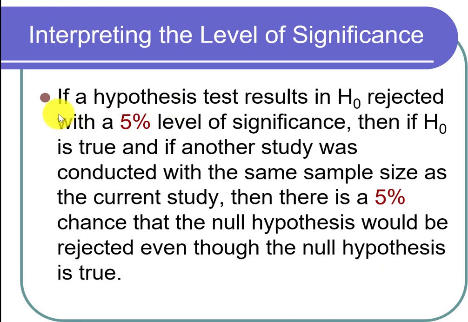Okay, to interpret the level of significance, very similar. If a hypothesis test results in H naught rejected with a 5% level of significance, then if H naught is true, and another study was conducted with the same sample size as the current study, then there is a 5% chance that the null hypothesis would be rejected, even though the null hypothesis is true. That would be if you're using a 5% level of significance. Very similar to what we did with single samples, but now we have two samples. So not really much different.